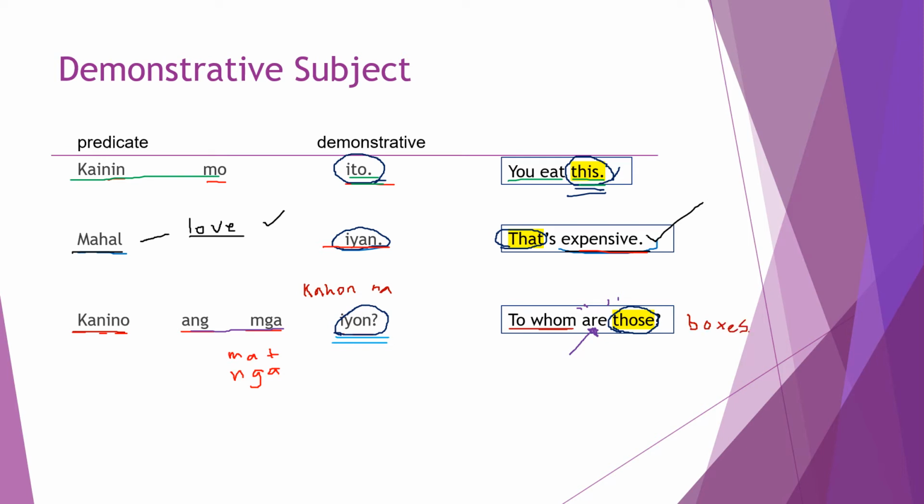So, again, let's have a recap. The word ito means this. Iyan means that. Iyon means those. Okay, so I hope it's clear.